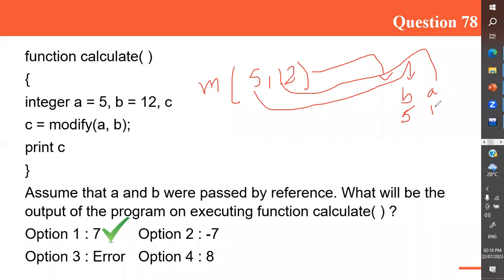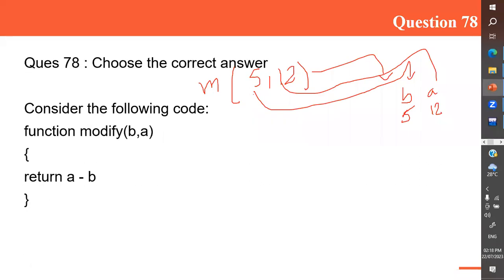If you want, I'll show you that once. Just see that it's taken as B comma A. Parameters they have accepted as B comma A. So B value is 5, A value is 12. Now I want to return A minus B. What is A? 12. And what is B? 5. 12 minus 5 is 7. Got it? I hope you got it now. Understood where you made the mistake? It is not 5 minus 12, it is 12 minus 5. Okay. Going for the next one.